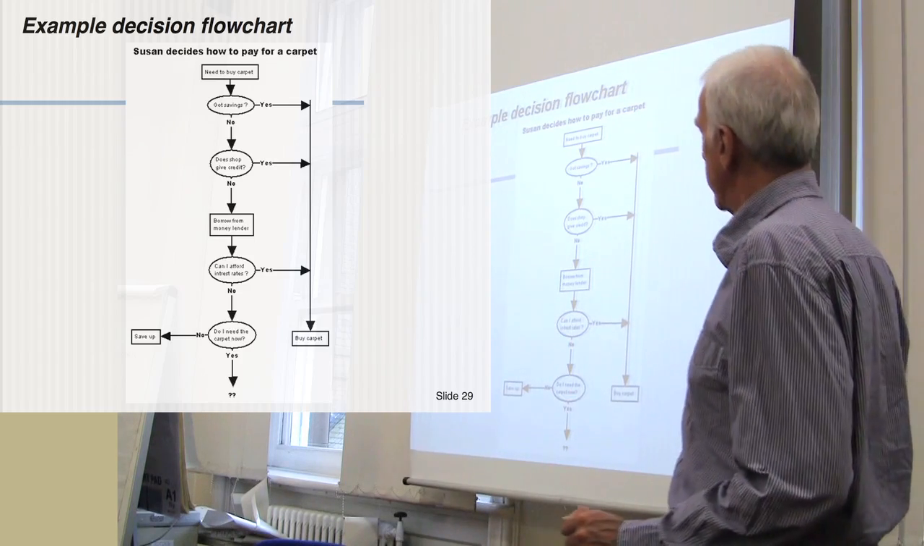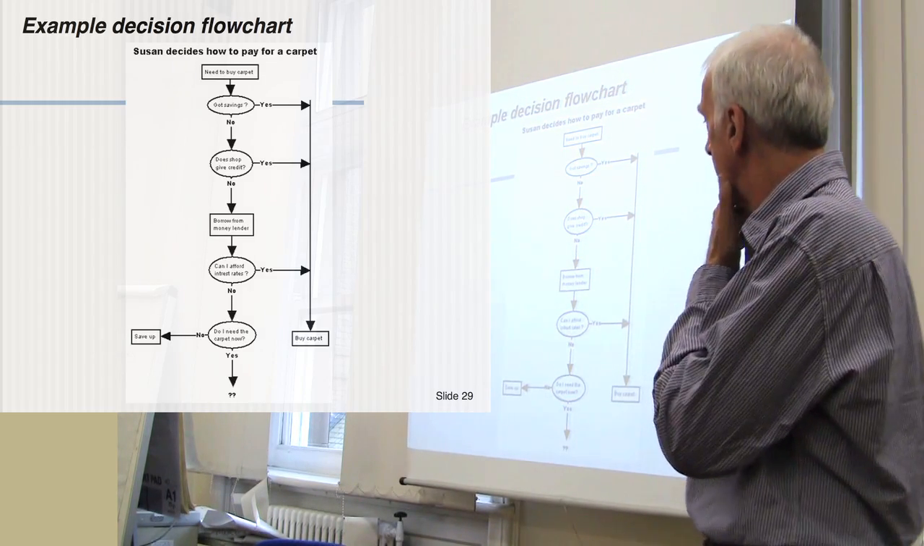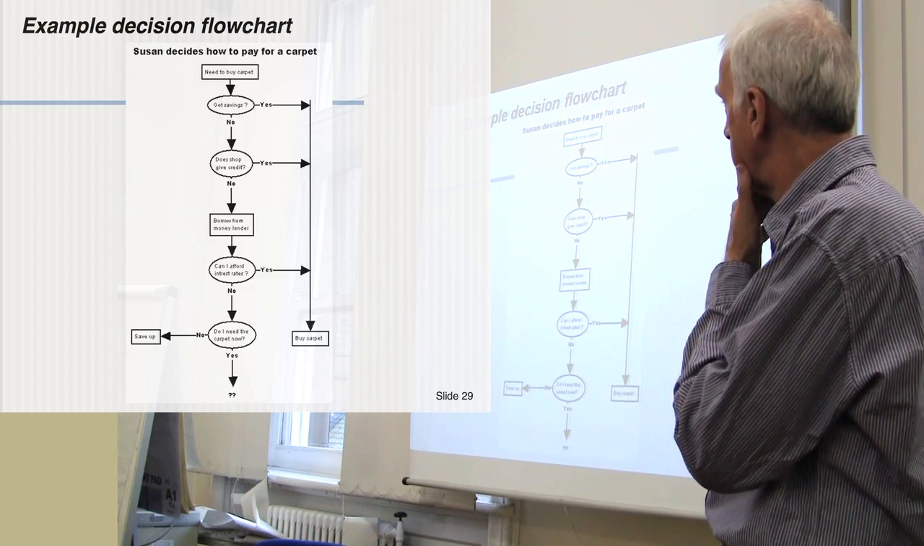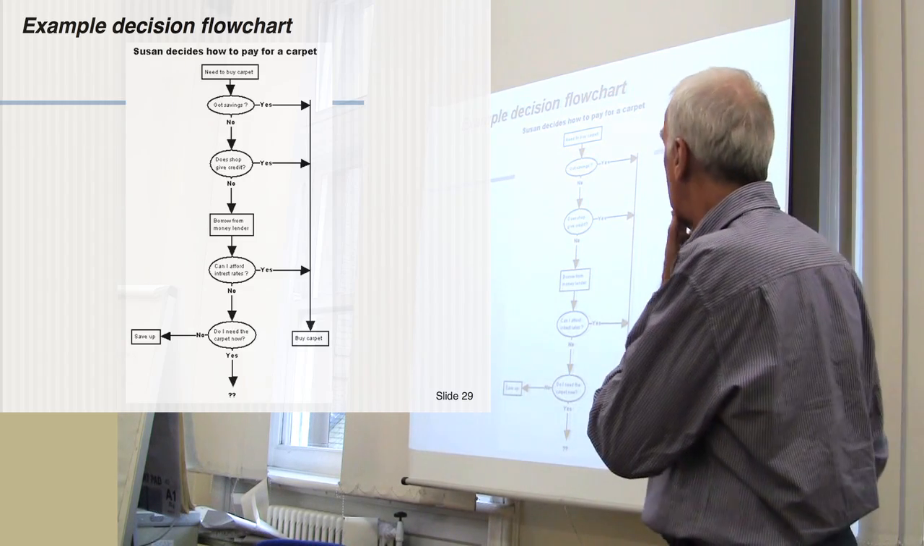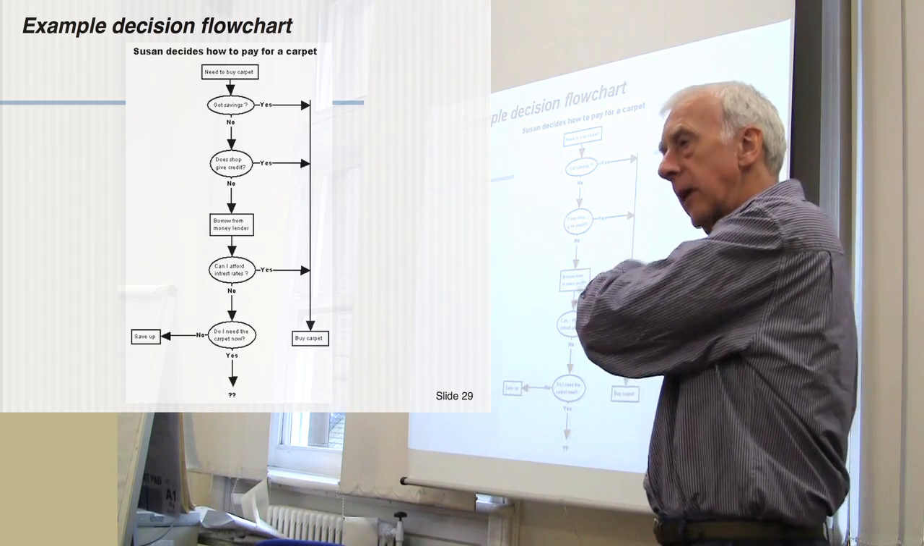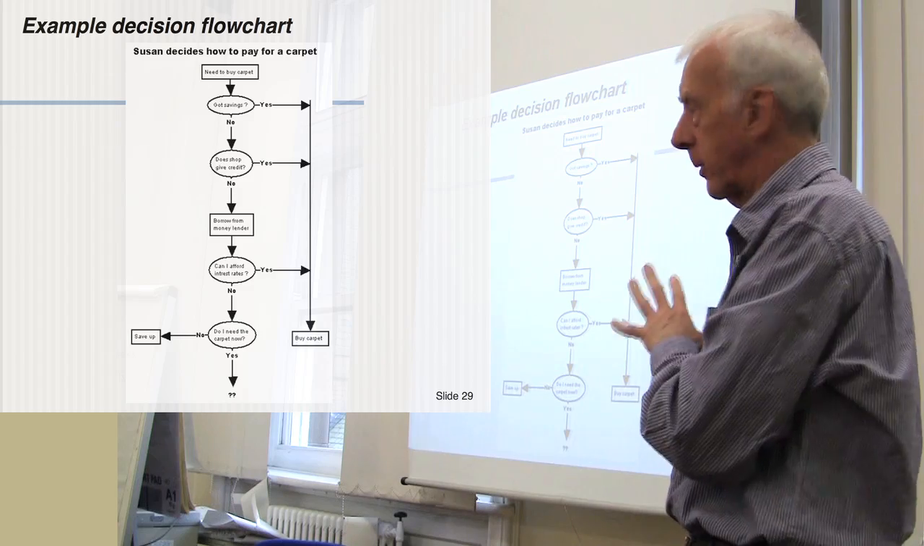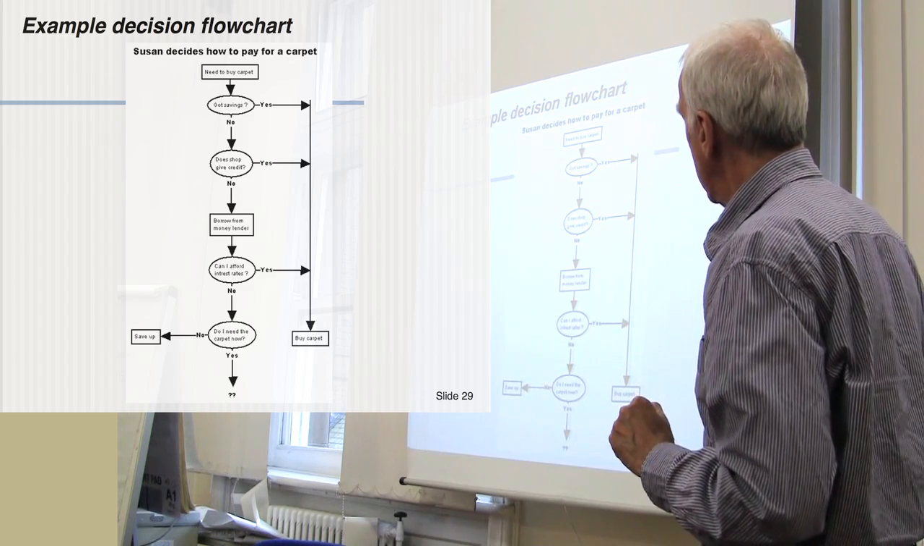Here's a different kind of flow chart. This is about when people make a decision. So this was, again, from the unemployment study. This is a particular person, Susan, deciding how to pay for a carpet. And this is a longer narrative than I represented it as a flow chart. Just one person in this case, but it's to show the idea behind it.